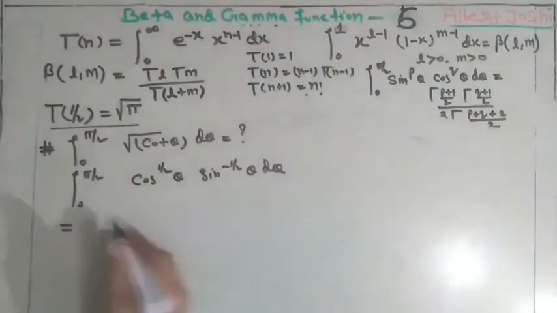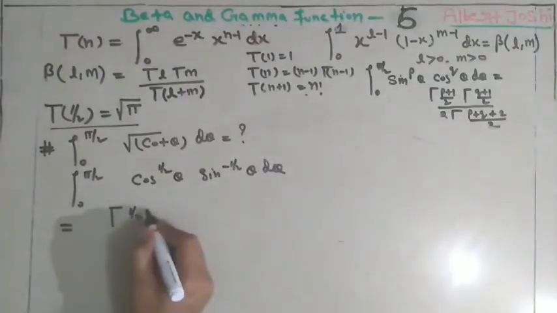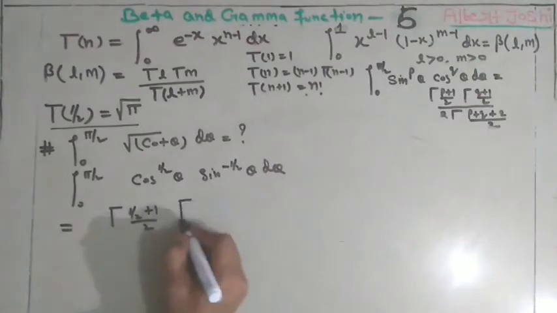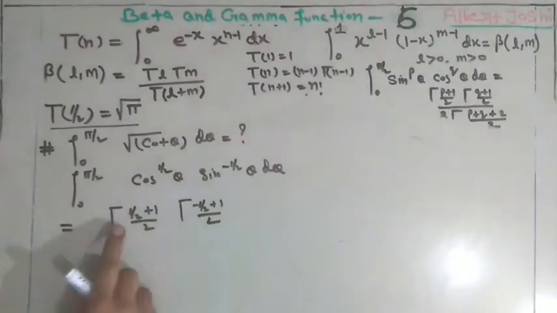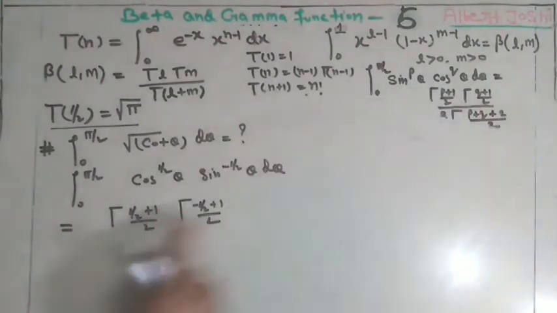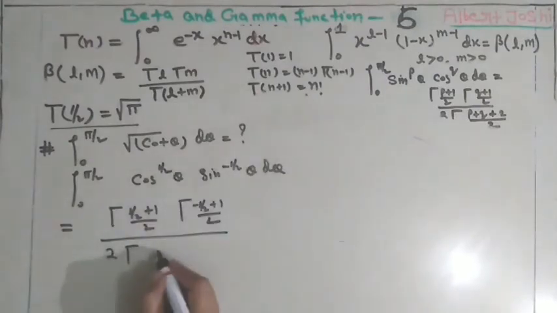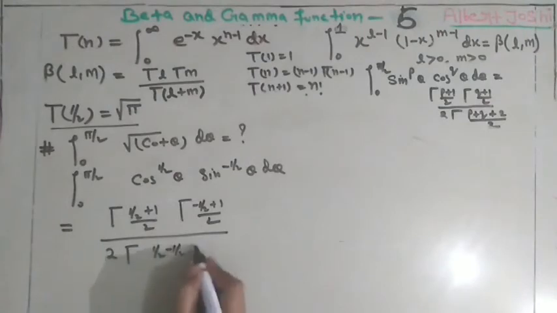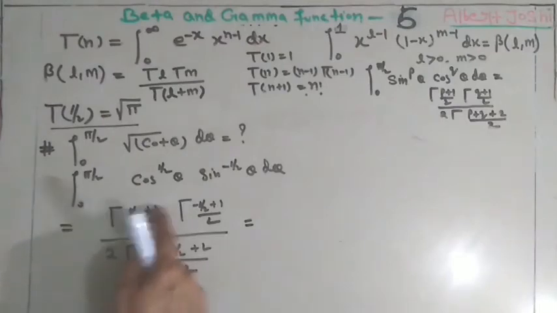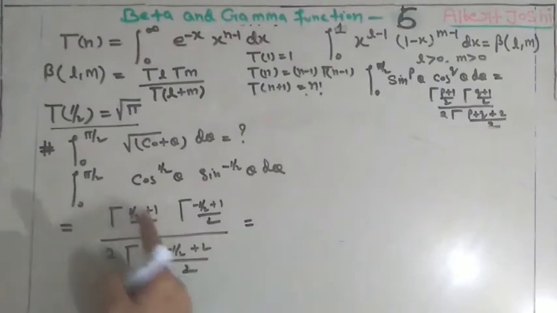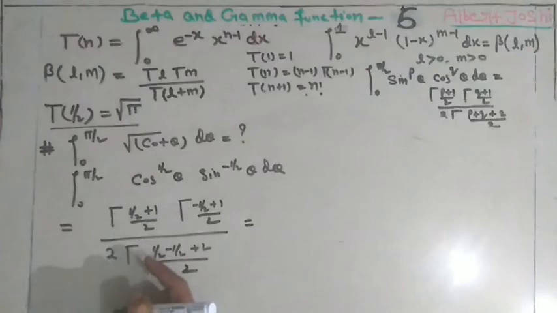So it implies gamma of 1 upon 2 plus 1 upon 2, and gamma of minus 1 upon 2 plus 1 upon 2. In place of P we are using 1 upon 2, and in place of Q we are using minus 1 upon 2. Upon 2 gamma of 1 upon 2 minus 1 upon 2 plus 2 upon 2. Solve it, then you are getting 2 plus 1 equal to 3, so 3 upon 2 upon 2.